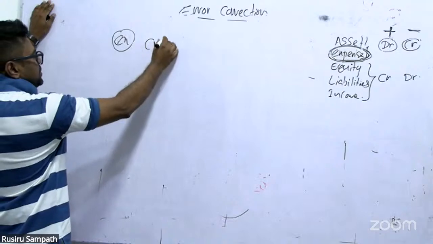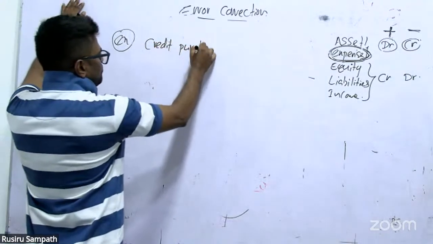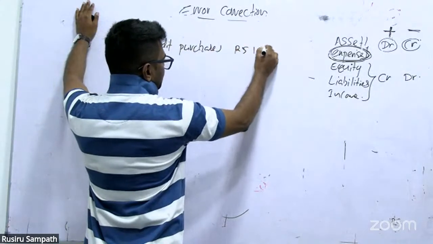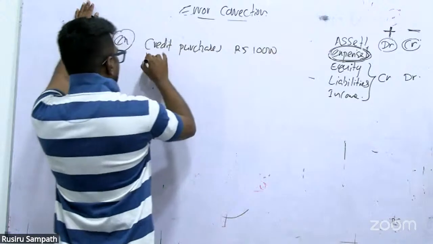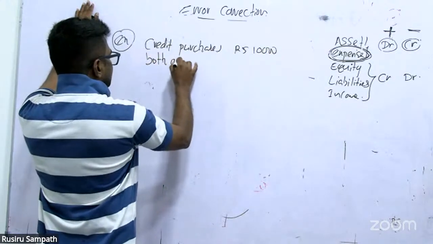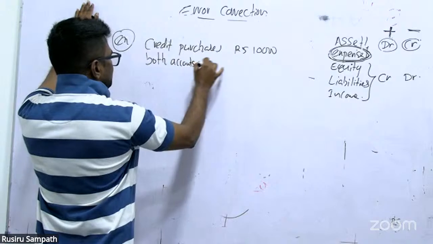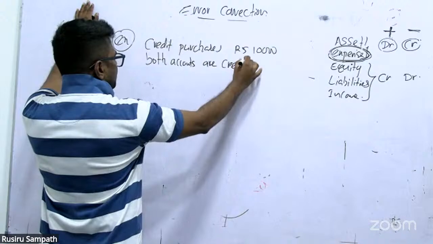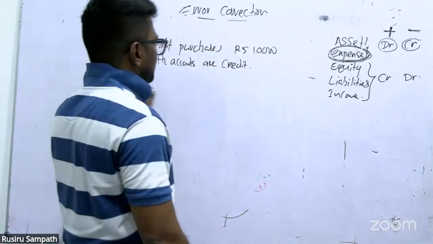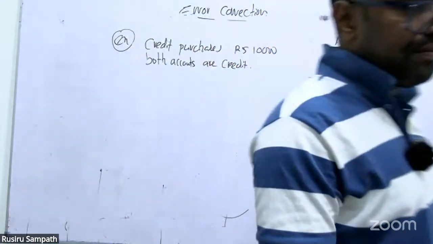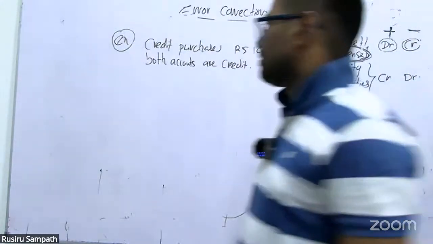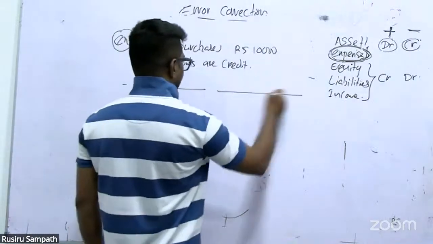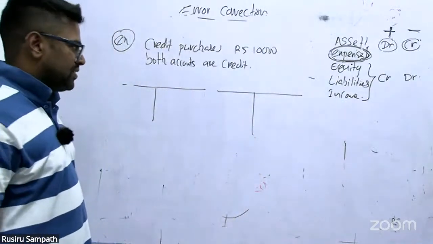Credit purchases, 10,000 rupees. Both accounts are credited. How to rectify these? Credit purchases. You know what the double entry for the credit purchases is?